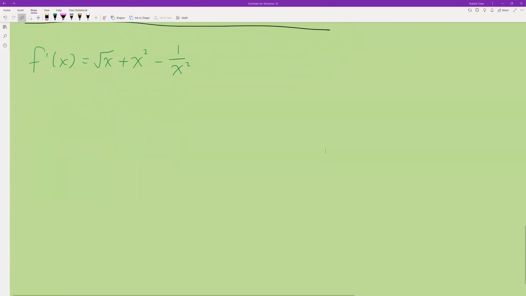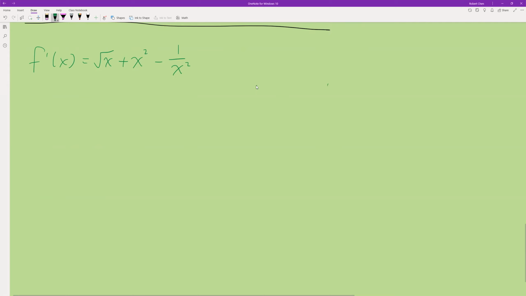All right, here we have another one. F prime of x is the square root of x plus x squared minus 1 over x squared. Now, the square root of x, we can rewrite in the form of an exponent, meaning we can rewrite it as x to the power of 1/2. Now, the last term here, we have 1 over x squared. We don't have to use the quotient rule or anything like that. As long as we can write it in the form of a power function, then we should be fine.